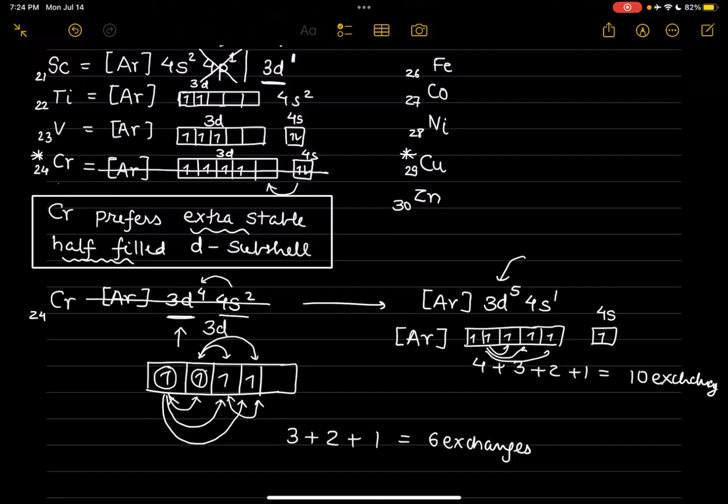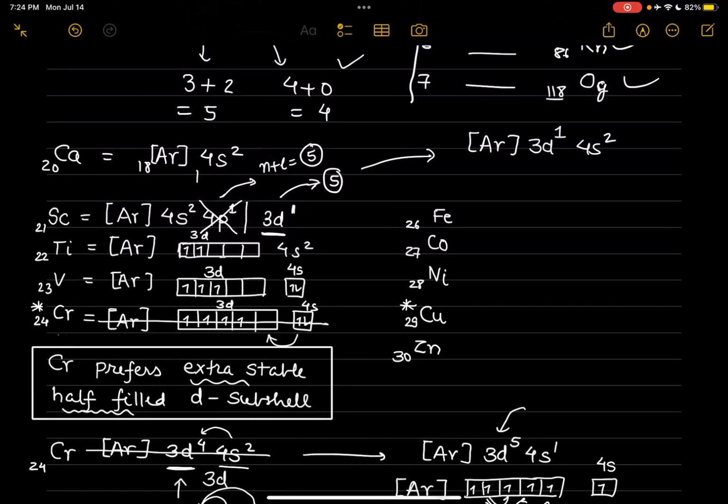That's due to higher exchange energy. You don't need to explain each and everything. 10 exchanges, higher exchange energy is released, and that's why d5 became more stable than d4. You need to say it in this much. I will explain it to you again in copper.